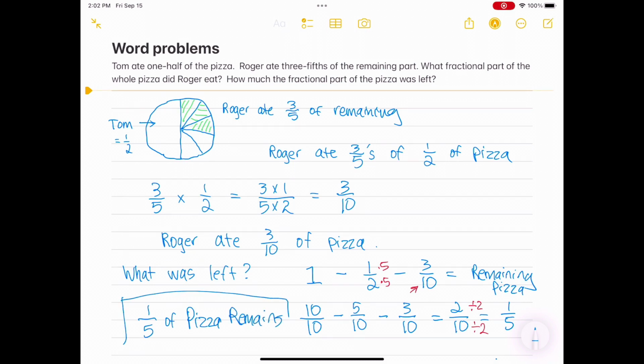And we can section out that pizza on top just to verify. So if we divide the half of pizza that Tom ate into 5 equal sections, we can see that what remains is 2/10 of a pizza, or 1/5.